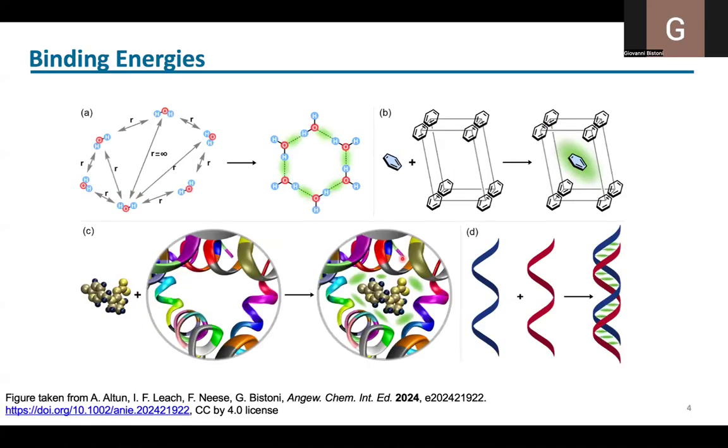One especially relevant application of the DLPNO CCSD(T) method concerns the accurate modeling of binding processes. For example, we can use this approach to quantify accurately the energy required to bring together water molecules and form a water cluster, or to compute lattice energies of molecular solids, protein ligand binding energies, or even the energy released when two strands of DNA come together to form a double helix.